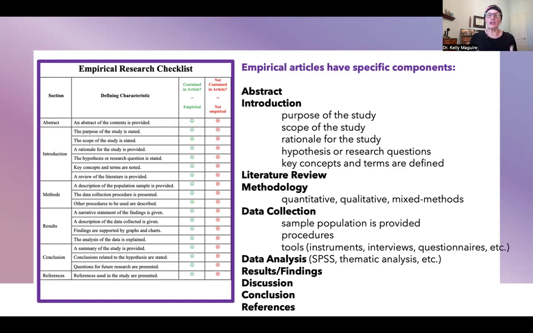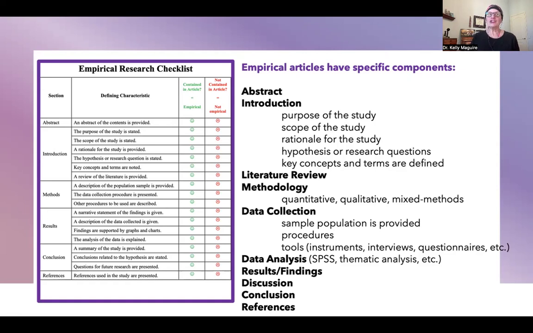Then the following sections will show up in an empirical article. There might be the results or findings. Sometimes they use those words interchangeably. And that's basically what were the results of the study that they conducted. This is really where you want to hone in when you are citing an article. Go look at what the results of the study were from that article. And then that's what you would put into, say, your DQ or your essay or your dissertation.